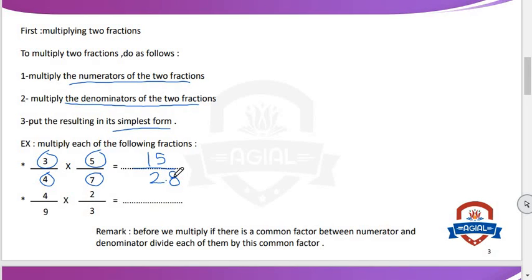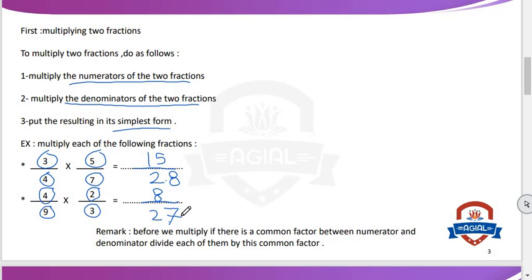Number 2, 4 over 9 multiply 2 over 3. Who can multiply it with me? Okay, we multiply the numerators of the two fractions and then multiply the denominators of the two fractions and put the result in the simplest form. 4 in numerator multiply 2 in numerator equal what? Excellent. 2 multiply 4 equal 8. Okay, 9 in denominator multiply 3 in denominator. 3 multiply 9, who can say equal what? Super, equal 27. So the result will be 8 over 27.